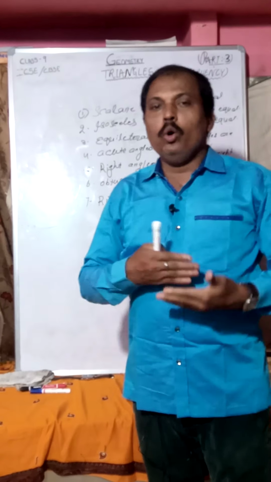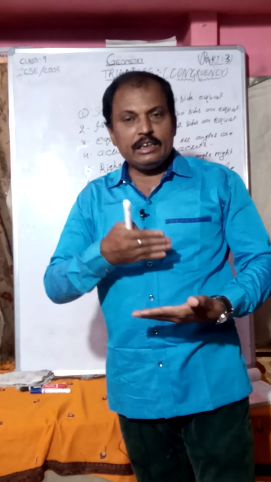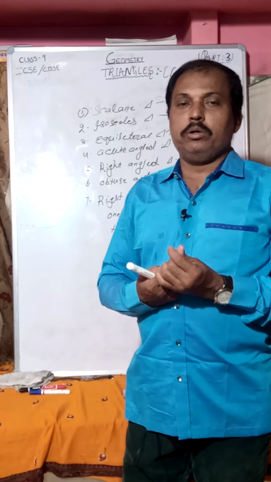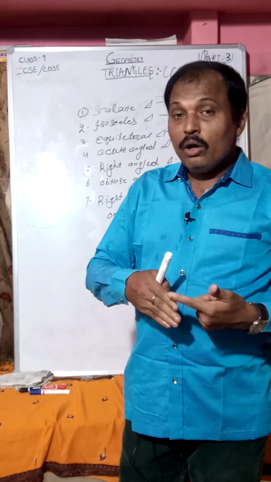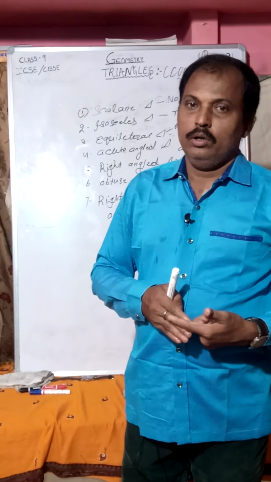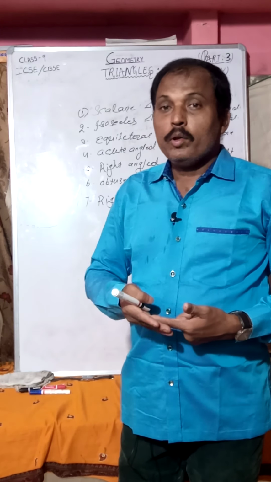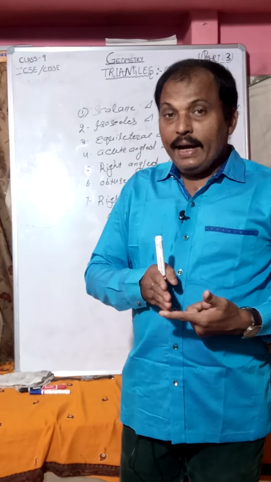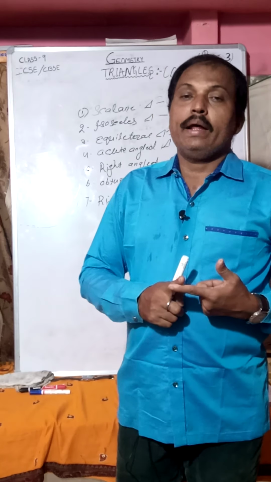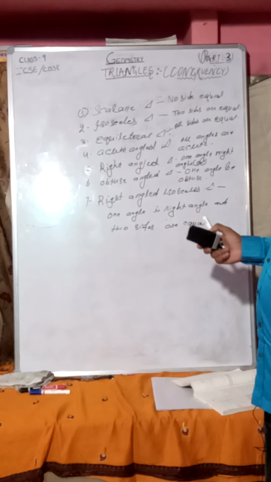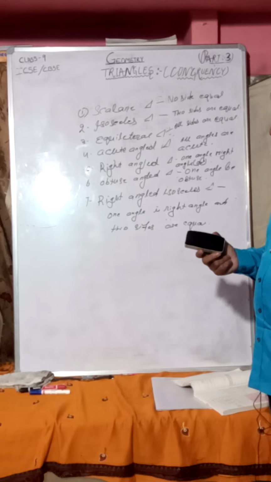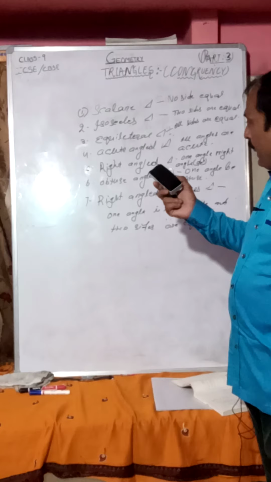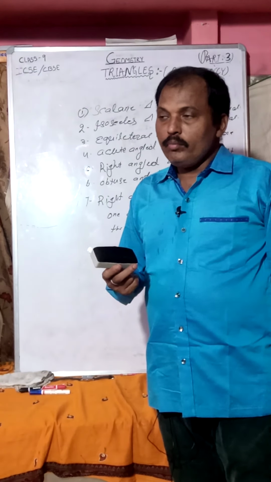Scalene triangle, no side equal. Isosceles triangle, two sides equal. Equilateral triangle, three sides equal. Acute angle triangle, all angles are acute. Obtuse angle triangle, one angle is obtuse. And right angle triangle, one angle is a right angle. Now take a screenshot. Next we discuss the definition of acute angle, right angle, obtuse angle.